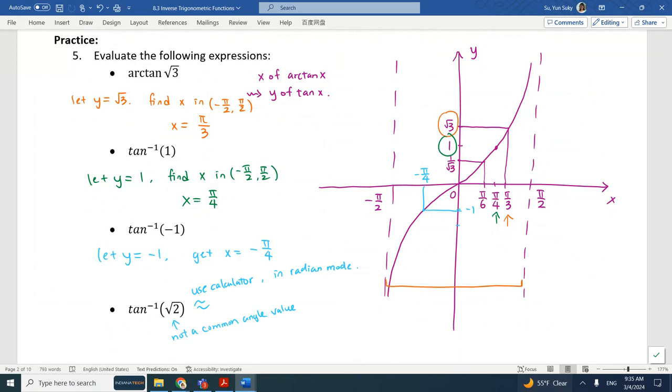Do you see the button arctangent? You need to press shift and then tangent. Do you have a calculator? So what is arctangent of square root of 2? 0.95. Give me 4 decimal places. 0.9553. Thank you. Do you all get the same number? Okay, good.